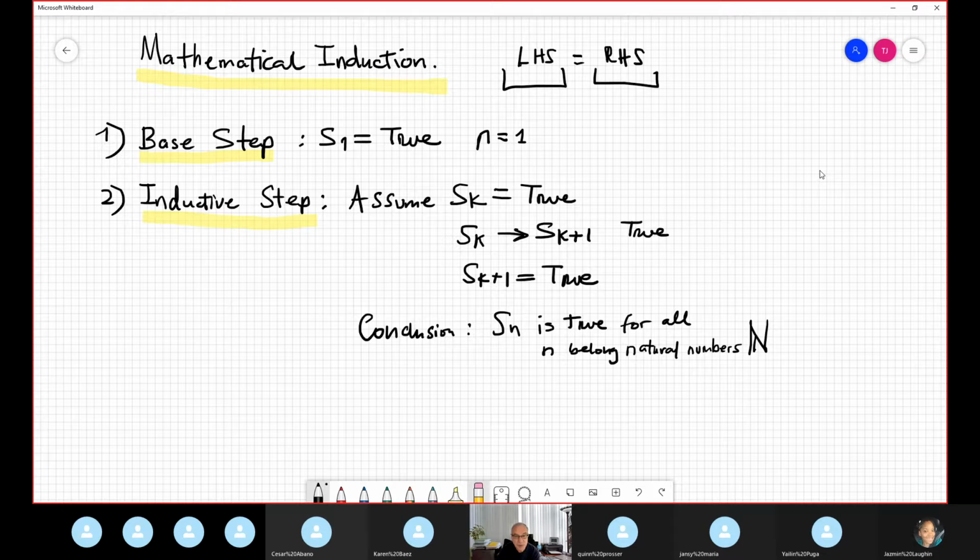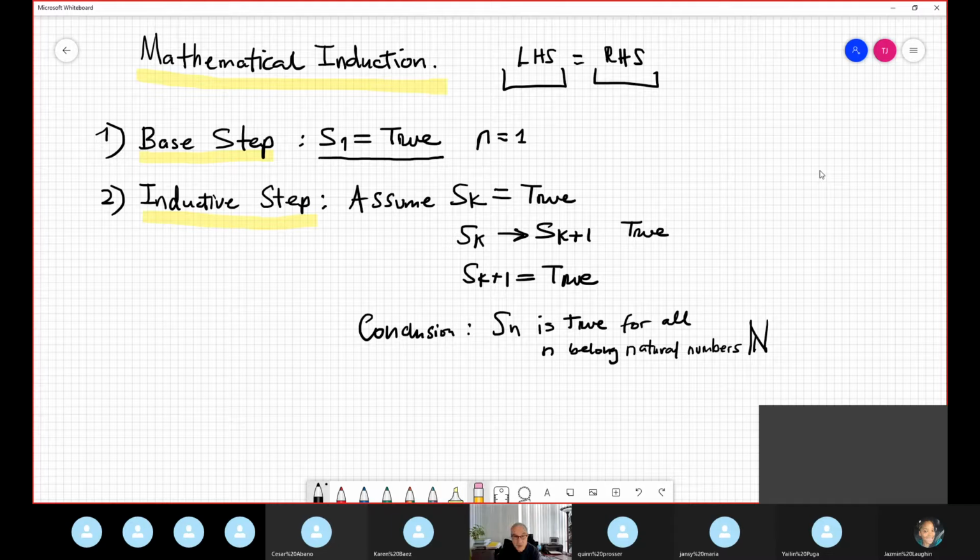Because we are working with the natural numbers, no? 1, 2, 3, 4, 5, no 0. It's starting at 1. You prove that this statement is true for n equal 1. Then the next thing is to continue with 2, 3, 4, 5. No. You assume, suppose.